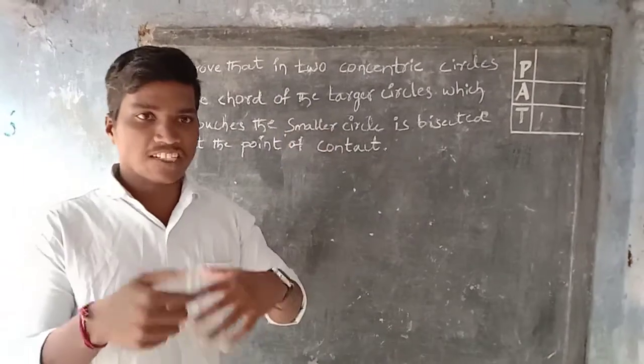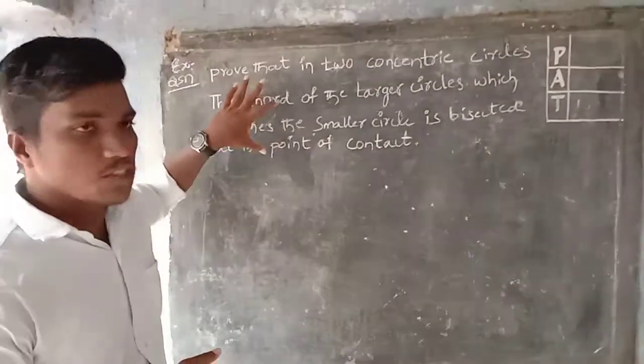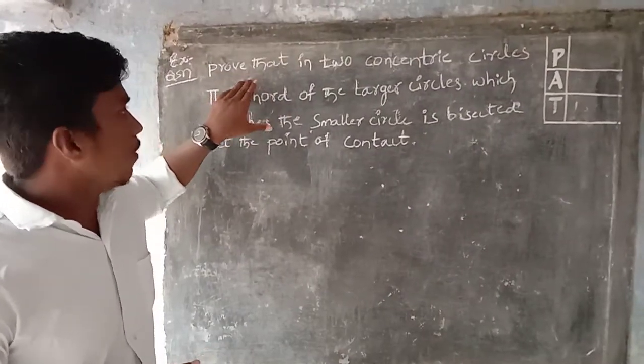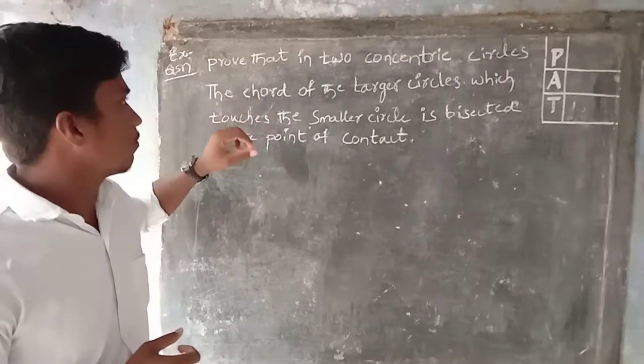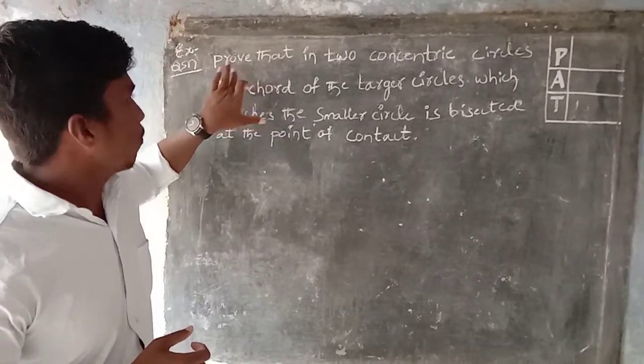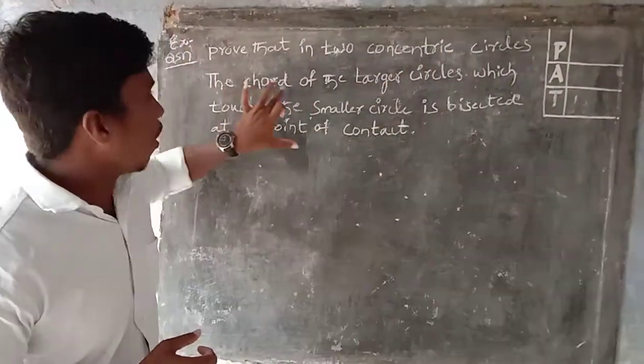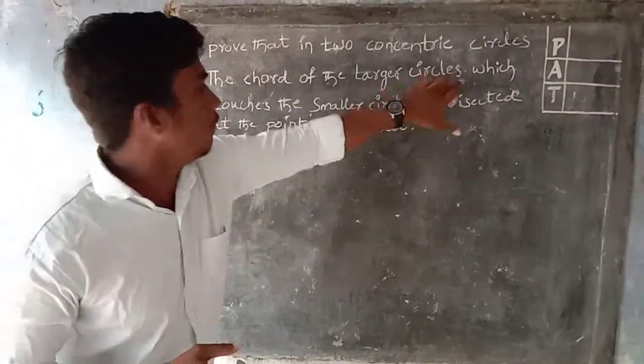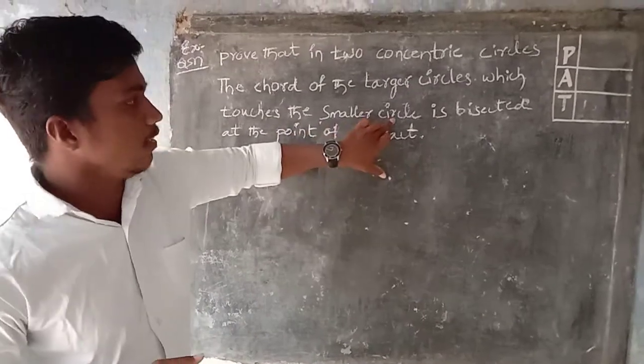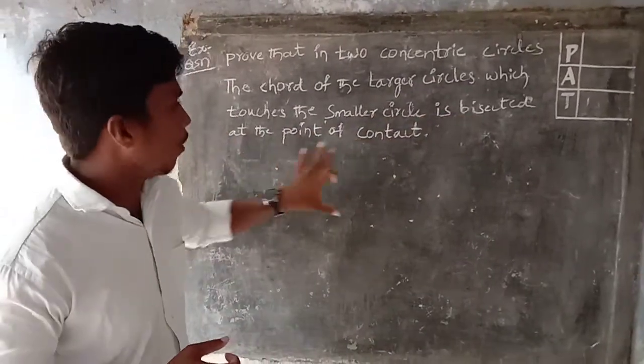See what is on this board. First of all, we observe the question carefully. What is the question? Prove that in two concentric circles, the chord of the larger circle which touches the smaller circle is bisected at the point of contact.